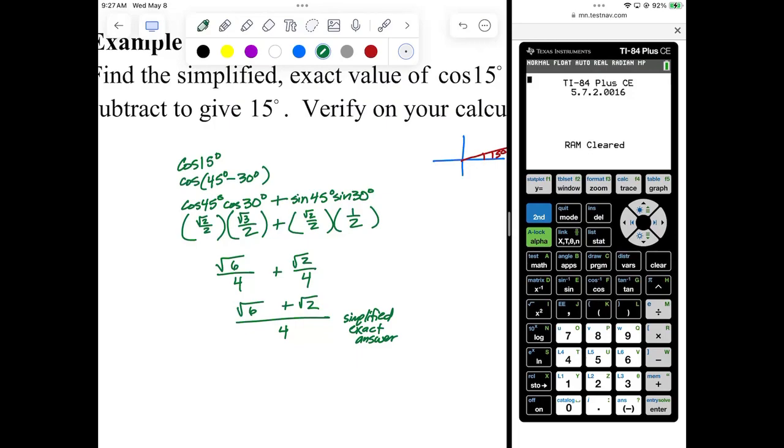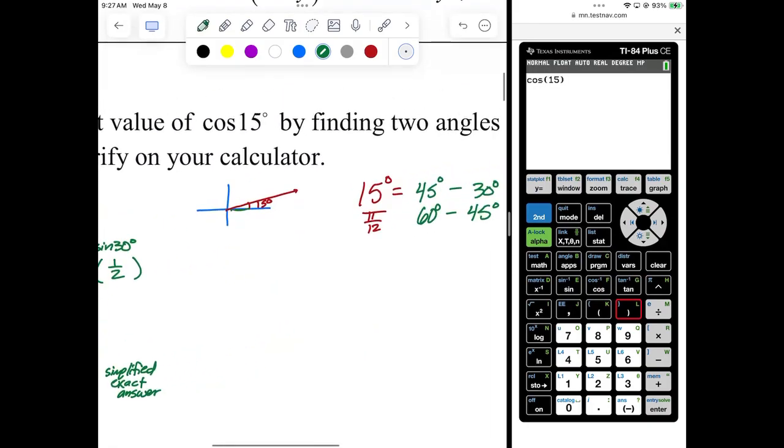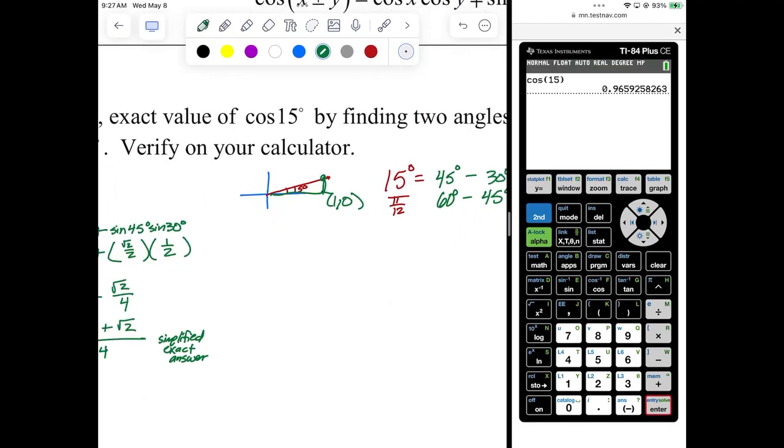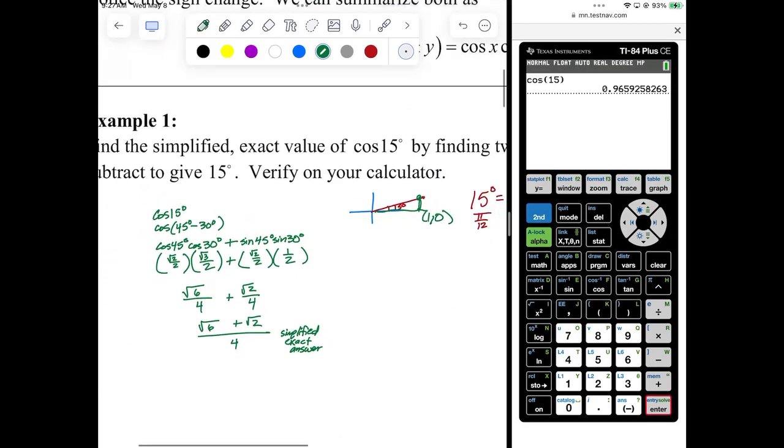So what mode should I be in here? I should be in degree mode. Let's go to degree mode. And now I'll just type in cosine of 15. Should it be closer to 1 or closer to 0? No. It should be closer to 1 because 15 degrees is a shallow angle. This is 1, 0, and we've barely rotated up a little bit. So it should be closer to 1. Yeah, there it is. See, we're thinking all the time, aren't we?